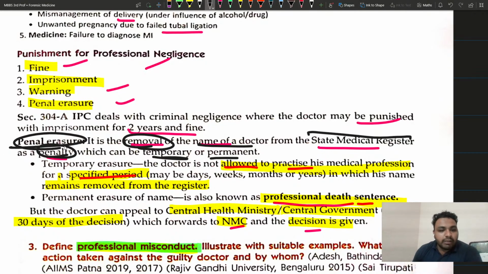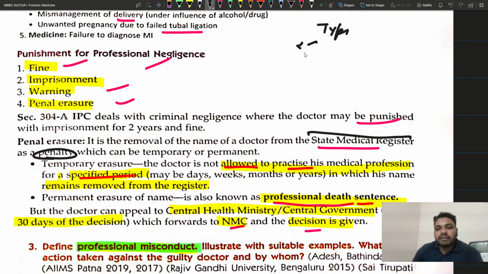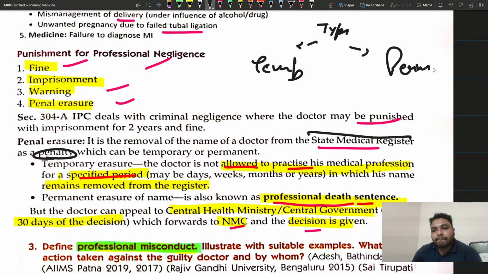As you can see, it is basically the removal of the name of the doctor from the state medical register as a penalty. Like something happened, and the court has asked the state medical registrar to remove this doctor's name from the state medical register as a penalty. That can happen. Now these are of two types: temporary and permanent.